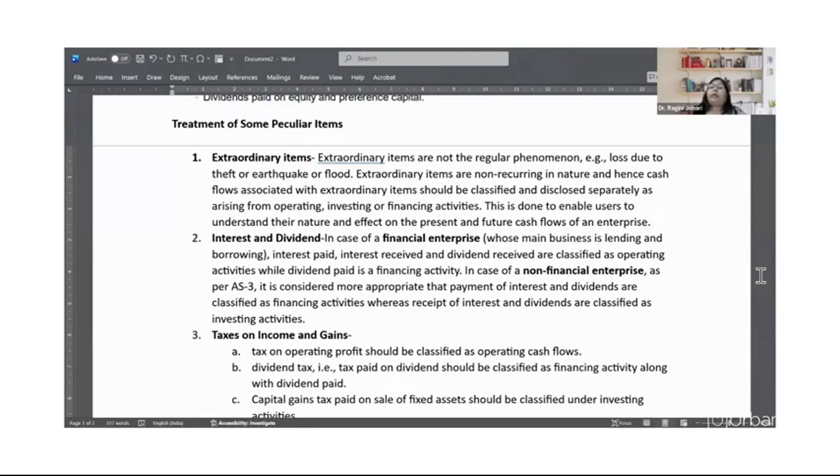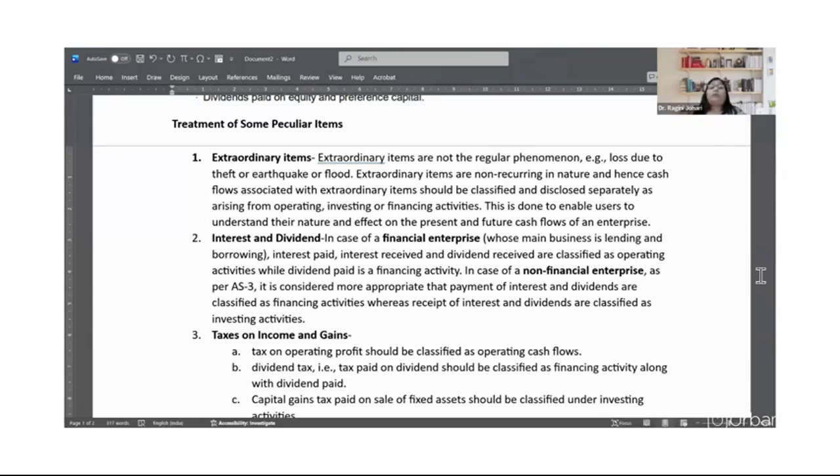Now, these extraordinary items are non-recurring in nature, and therefore cash flow associated with these extraordinary items should be classified and disclosed separately as arising from operating, investing, or financing activity. Subsequently, it will be shown in the corresponding activity section only. This is done to enable users to understand the nature and effect on the present and future cash flows of the company.